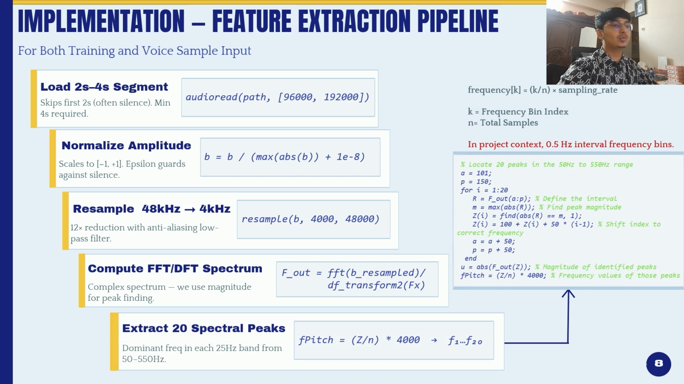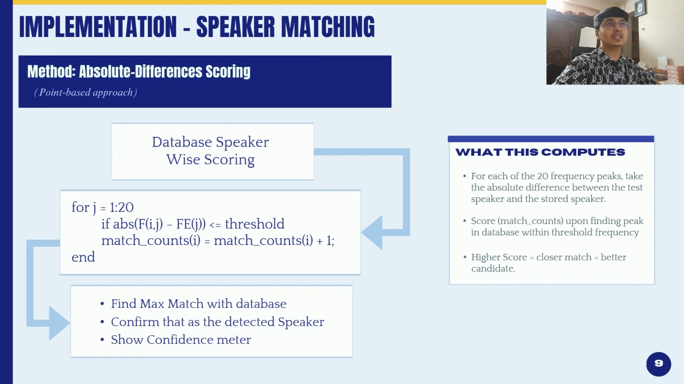And then from that we extract the 20 peaks ranging from 50 to 550 Hz in each 25 Hz band. So this is our corresponding code to extract the 20 spectral peaks from our frequency domain signal. A key thing to notice here is that each frequency bin is in 0.5 Hz intervals, since we are working with 8,000 samples. Our sampling rate is 4,000 Hz, and we're only processing 2 second windows, so 8,000 samples. The corresponding formula gives us 0.5 Hz frequency interval bins. And so the code is set that way so that it runs efficiently and extracts the maximum peaks from each interval.